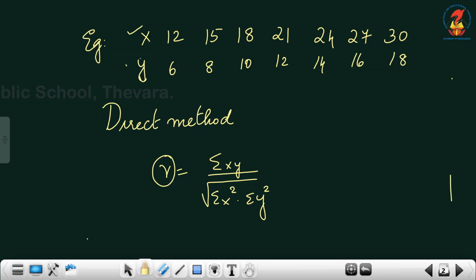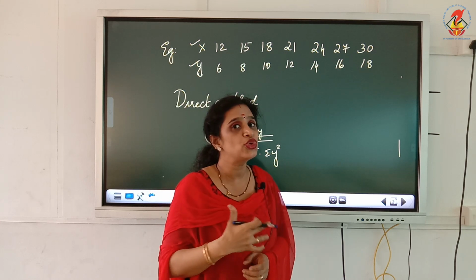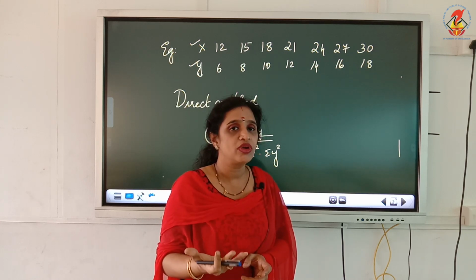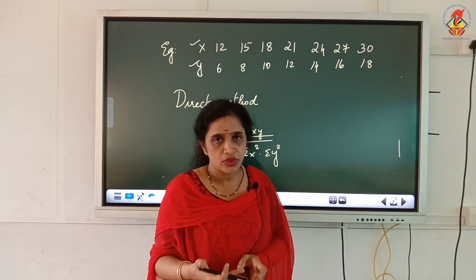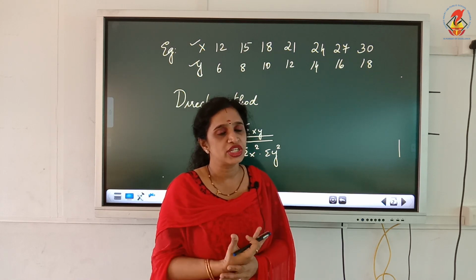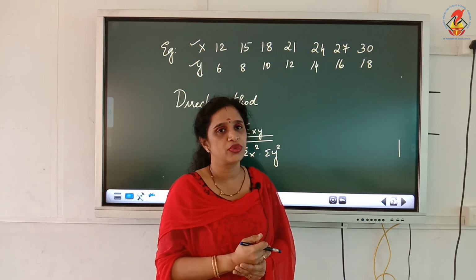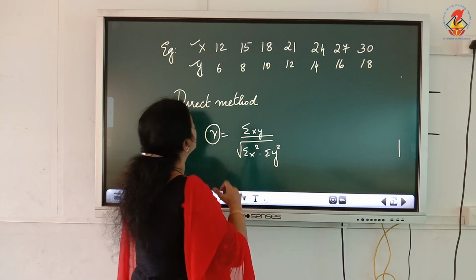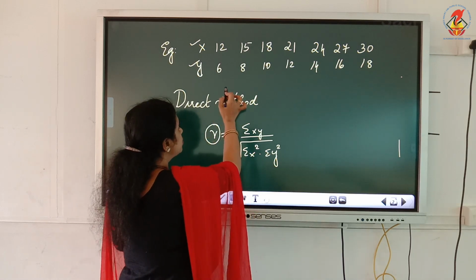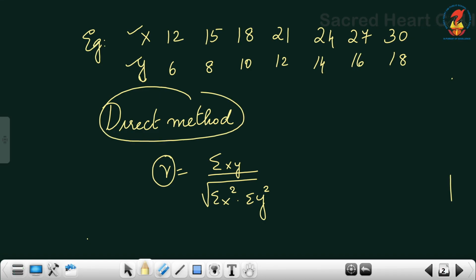These are the two variables. So you know what we learn in correlation? The relationship between two variables. x can be one variable, y is another variable. So in order to know the relationship between the two variables, we are going to learn the relationship with the direct method of Karl Pearson's correlation coefficient.